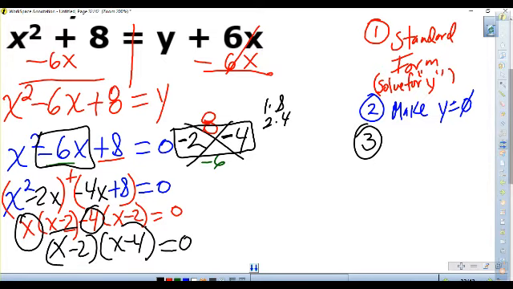Tell your neighbor what all this process is called. Factoring. Everyone? That is correct. So write for step number 3, factor. We're going to factor. So I want you to copy this, please.